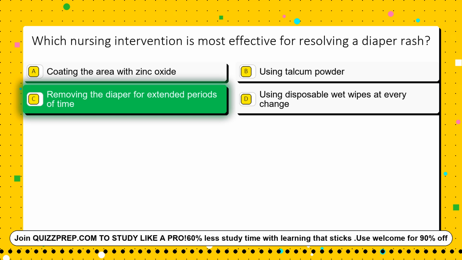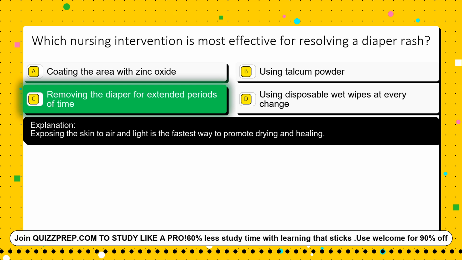The correct answer is option C. Removing the diaper for extended periods of time. Exposing the skin to air and light is the fastest way to promote drying and healing.